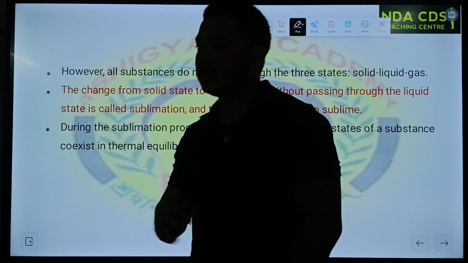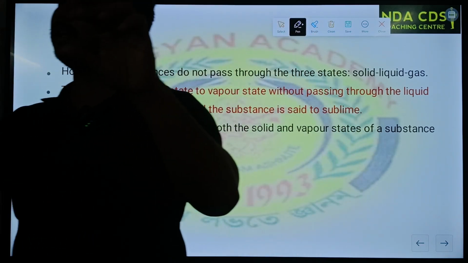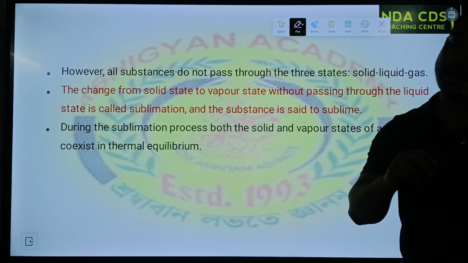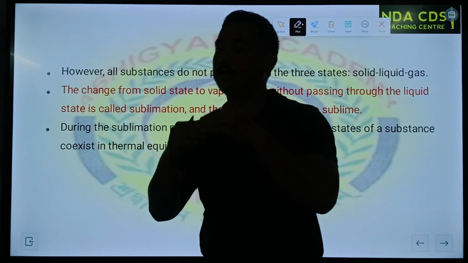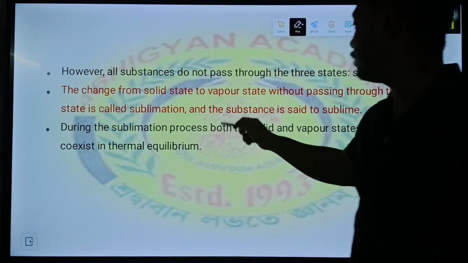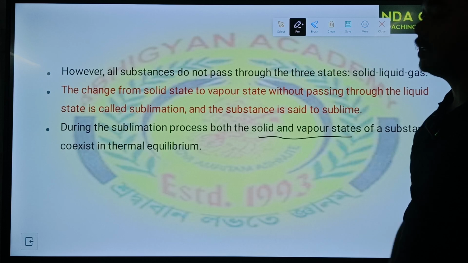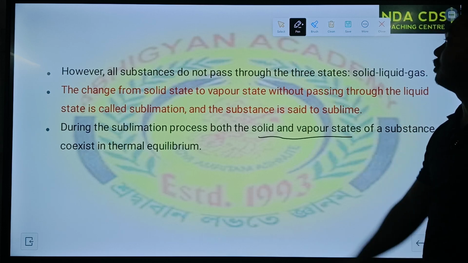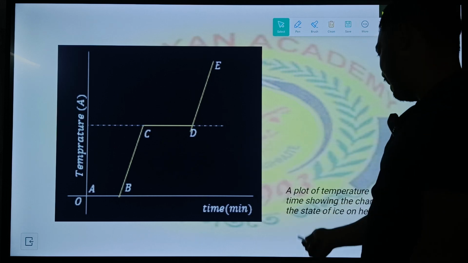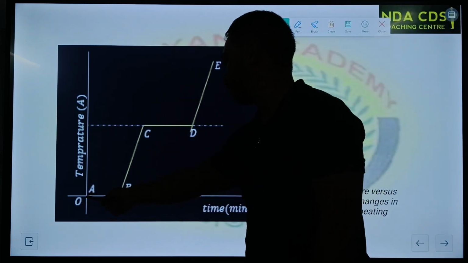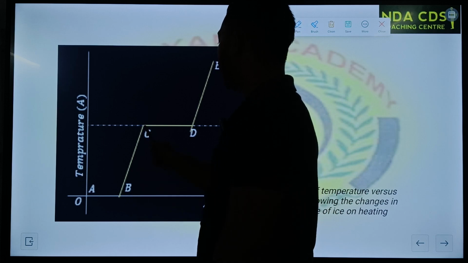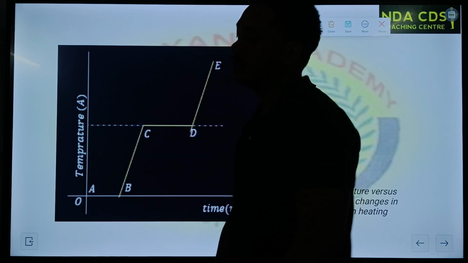And during the sublimation process, both solid and gaseous state will coexist in thermal equilibrium. Earlier, during melting point or boiling point, either solid and liquid coexisted, or liquid and gas coexisted. But in the sublimation process, both the solid and vapor state of a substance coexist in thermal equilibrium. Understood? Okay. This is the graph: at the melting point the temperature stays for a while, the whole thing changes state, again temperature rises, and then as the whole thing changes, it remains the same, then again temperature rises.